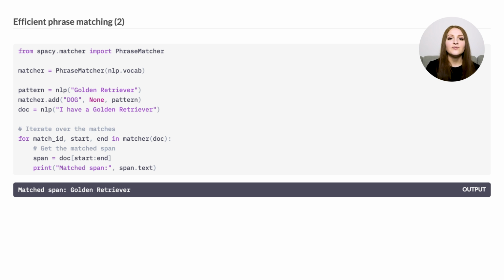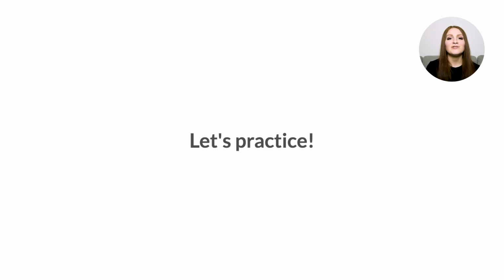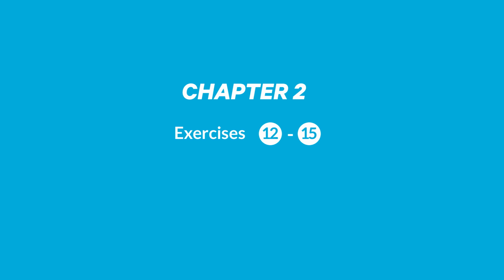matcher. Instead of a list of dictionaries, we pass in a doc object as the pattern. We can then iterate over the matches in a text, which gives us the match ID and the start and end of the match. This lets us create a span object for the matched tokens, golden retriever, to analyze it in context. Let's try out some of the new techniques for combining rules with statistical models.